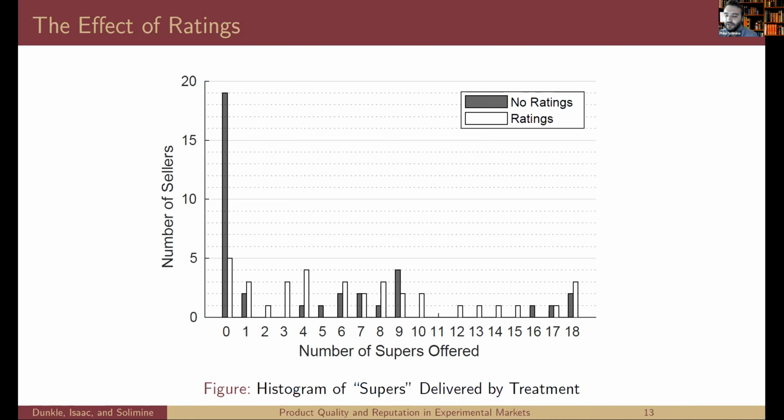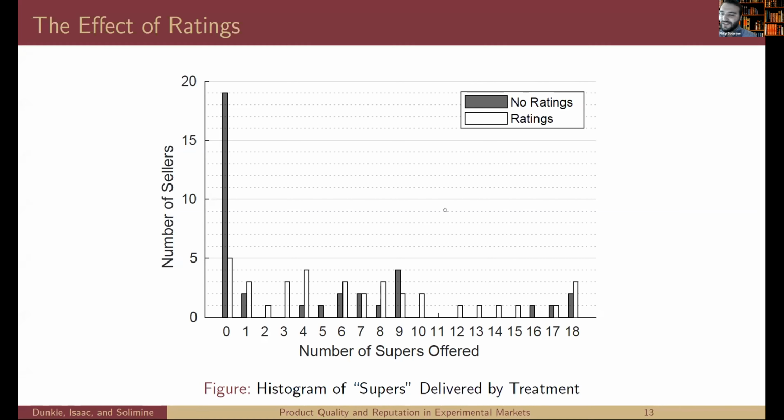Here's a histogram of the number of supers delivered by a seller by treatment. So the gray bars represent the no ratings, the baseline. And we can see here on the left that this very high bar indicates almost 20 sellers across our treatments basically didn't offer any high quality goods at all ever. Whereas later on, we did have a couple of people who managed to attain reputations solely through their identifiers and ended up selling high quality goods, or as many as they possibly could.